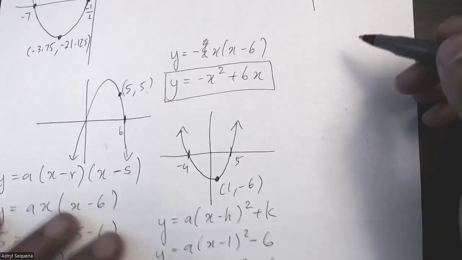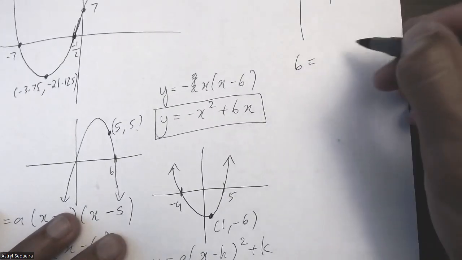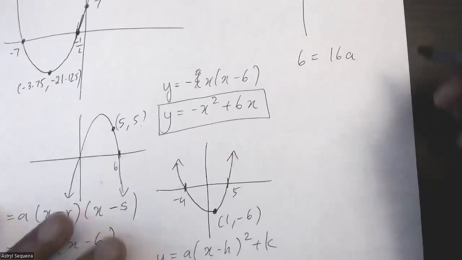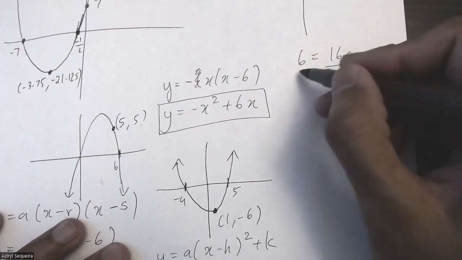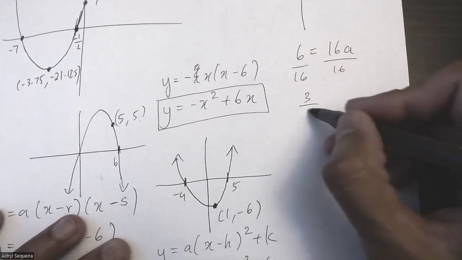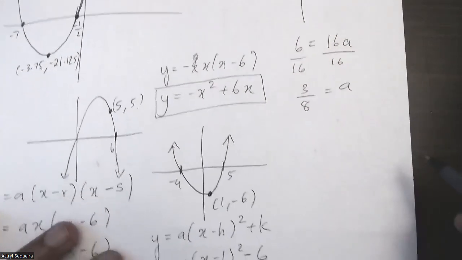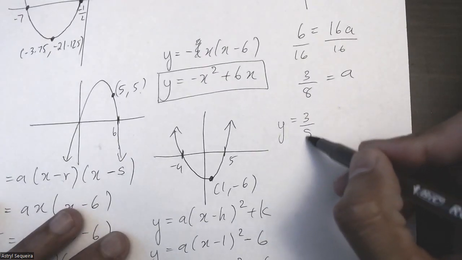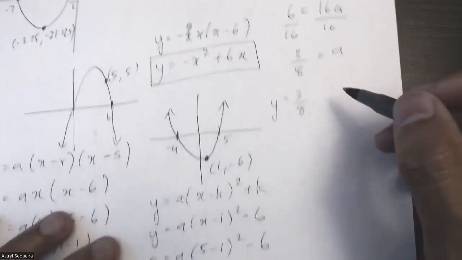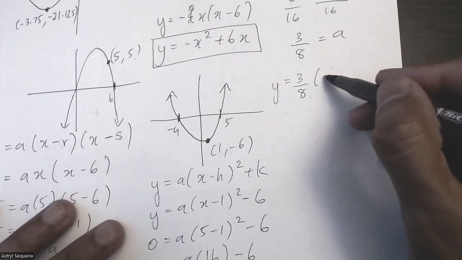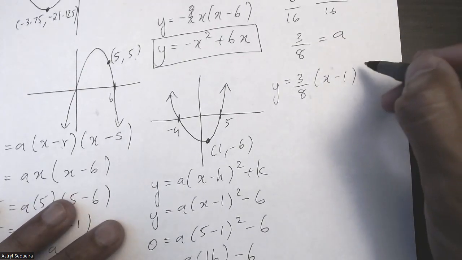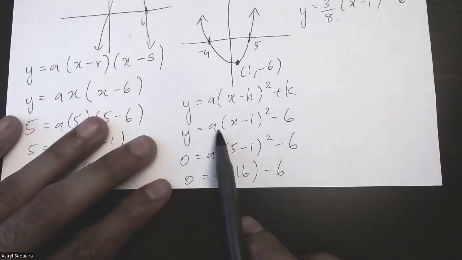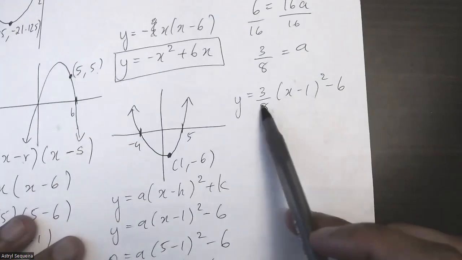I'll continue up over here. I'm going to move the 6 to the other side. So 6 equals 16a. Divide by 16 on both sides. 3 over 8 equals a. So our equation is y equals 3 over 8 (x minus 1) squared minus 6. I just replaced my a back with 3 over 8.